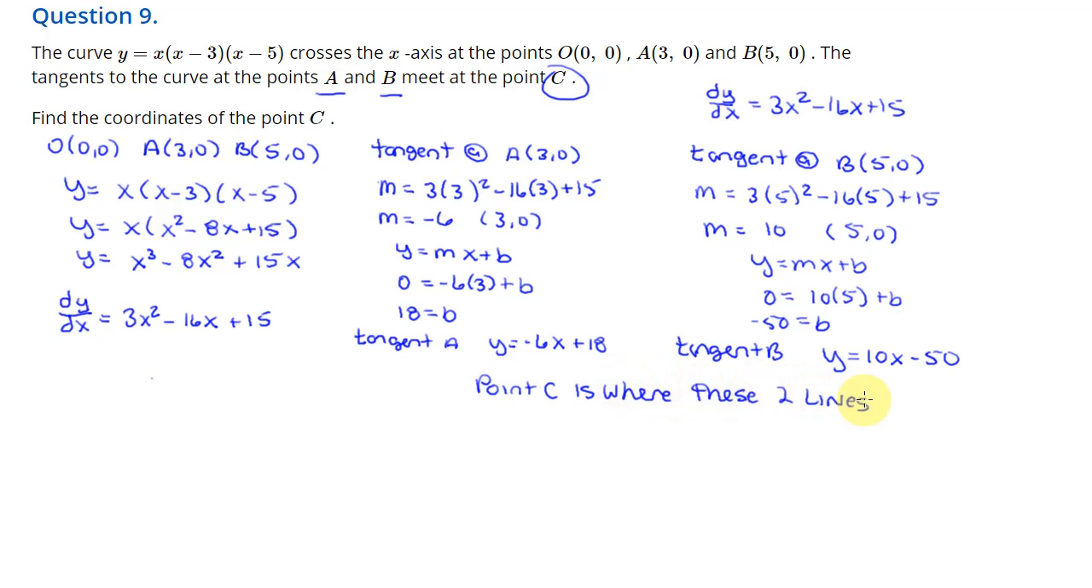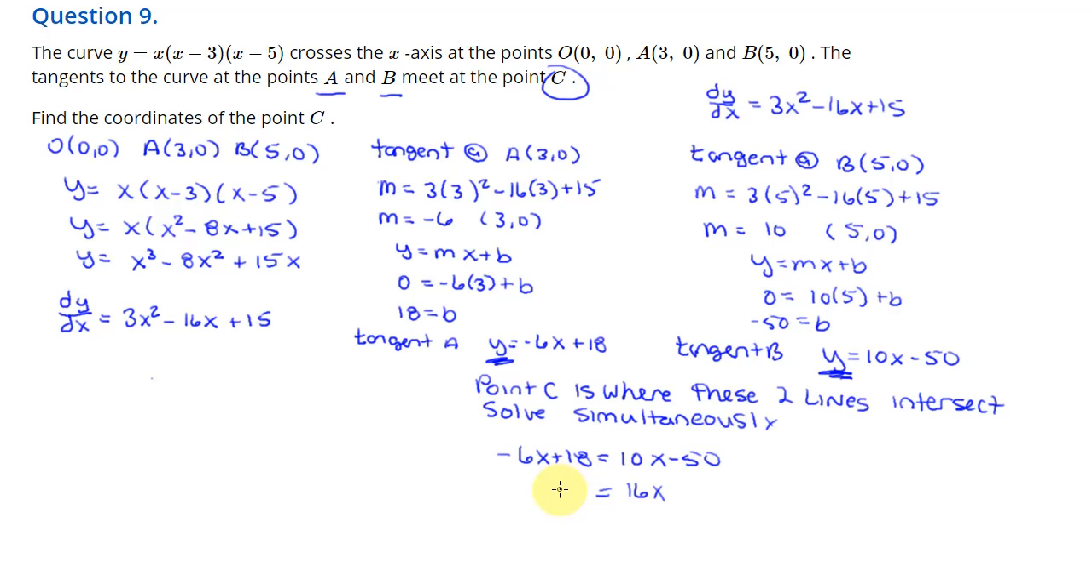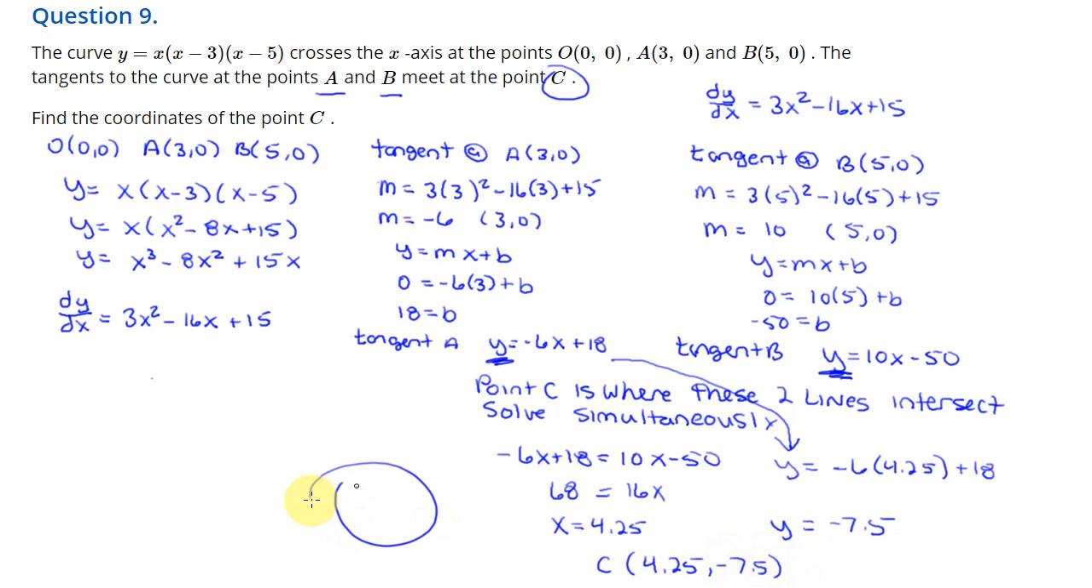Point C is where these two lines intersect, so I'm going to solve them simultaneously. Luckily they both equal y already, so I'm just going to make the other parts equal to each other. And then all I've got to do now is solve for x to find the x value of point C. And I find out that x is equal to 4.25, and then I'm going to substitute my 4.25 into one of the equations. It doesn't make a difference which one. And I'm going to find out that the y value is going to be -7.5. And that's the answer.